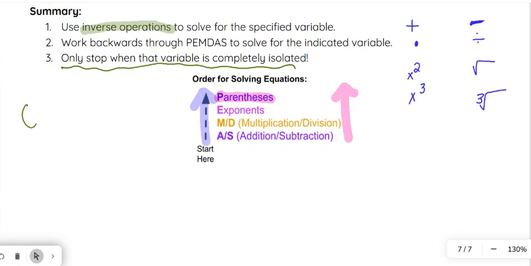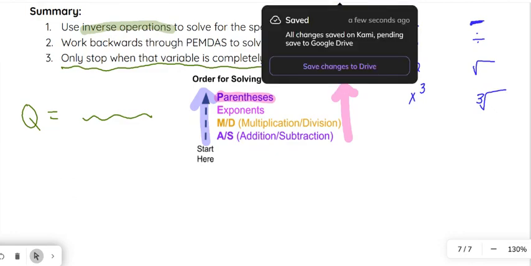So that means when that variable is by itself equal to some other stuff on the other side. If it were 2Q equals, that's not by itself. It has to be just the variable on that side to be fully isolated.